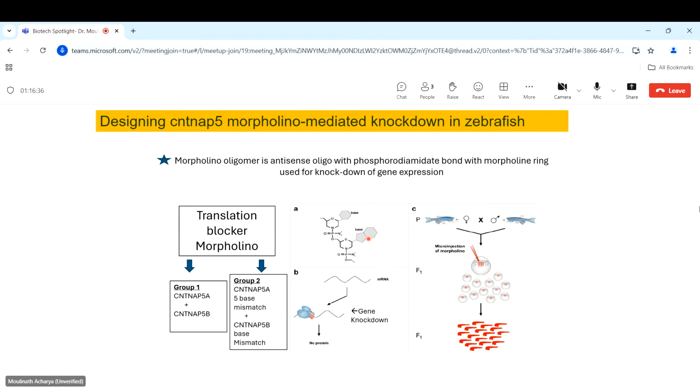So here we are looking at the phosphorodiamidate, and this is the phosphodiester bond. And this is basically what happens in morpholino, which blocks this initiation complex from forming. And if you inject that at the single cell stage, this basically blocks the expression of CNTNAP5 protein.